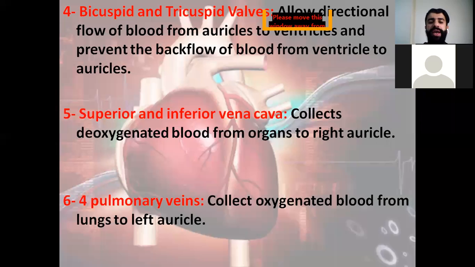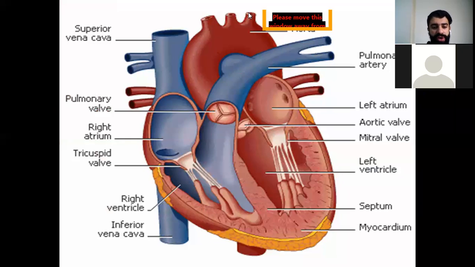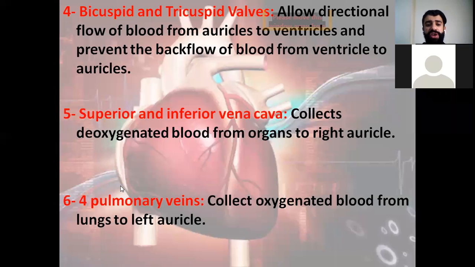Moving to superior and the inferior vena cava. These two are found here. This is the superior vena cava and this is the inferior vena cava. What do they do? They collect deoxygenated blood from where? From the right side, since the left is oxygenated. So they collect deoxygenated blood from the organs to the right auricle.